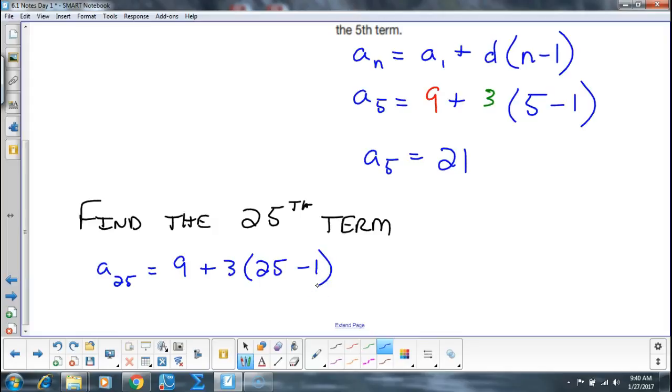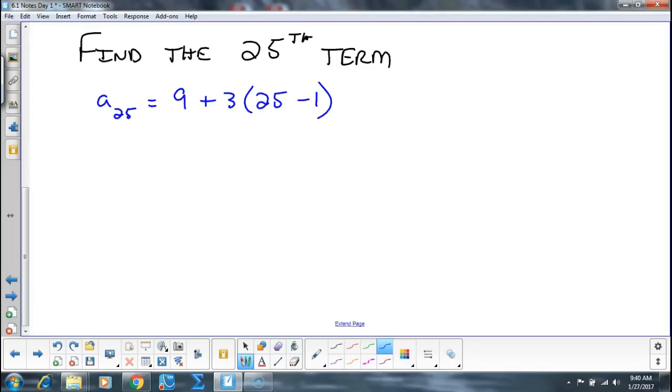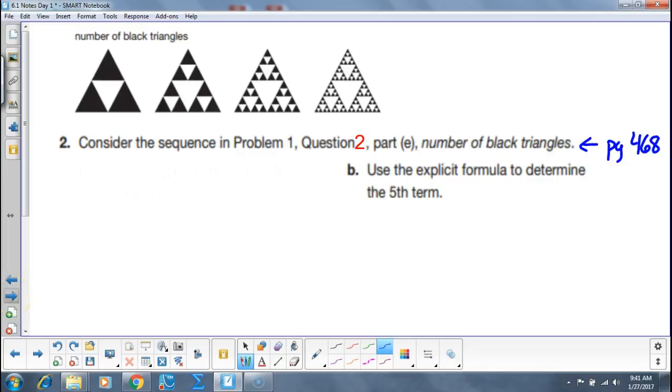So 25 minus 1 is 24. 24 times 3 is 72, right? 72 plus 9 is 81. I get 81 blocks to make the 25th term. Agree? Okay. All right. So we can use that one.